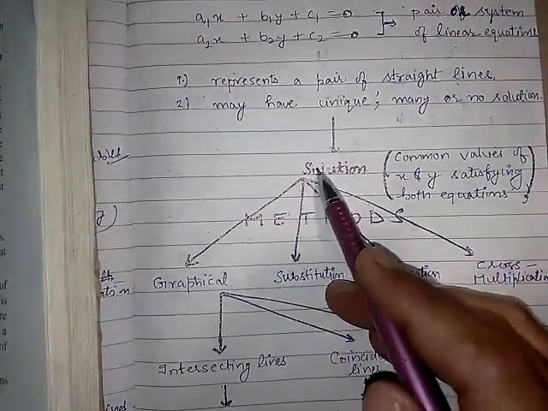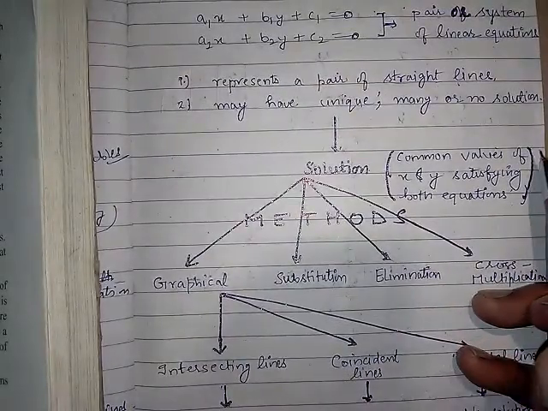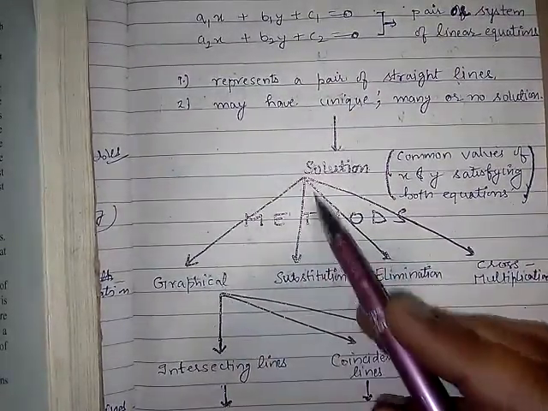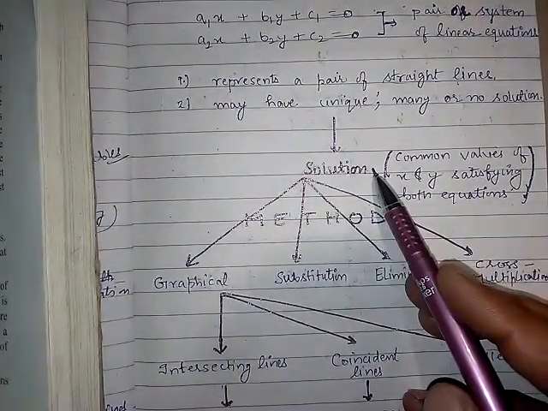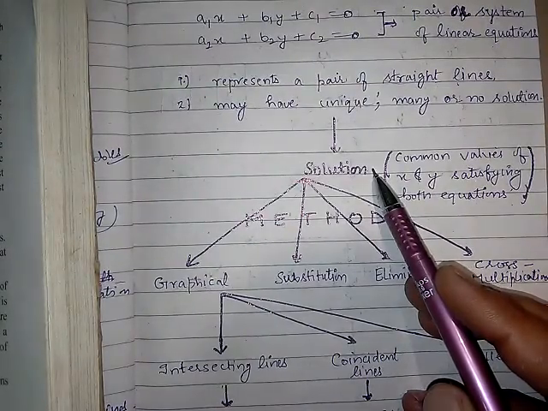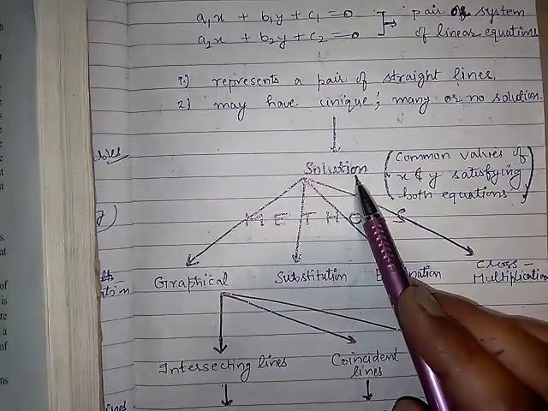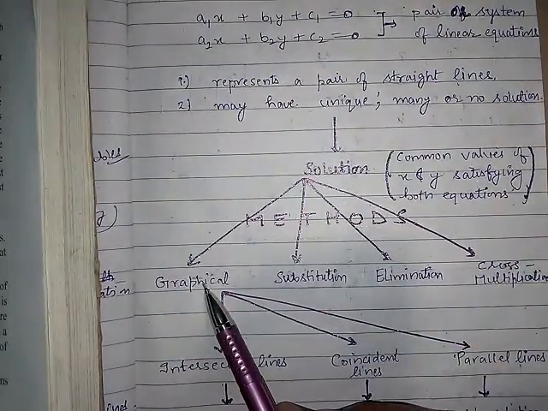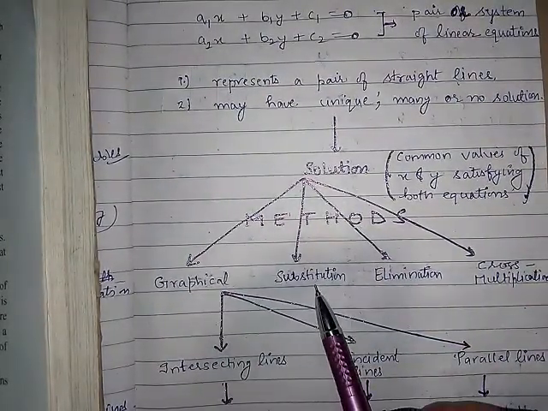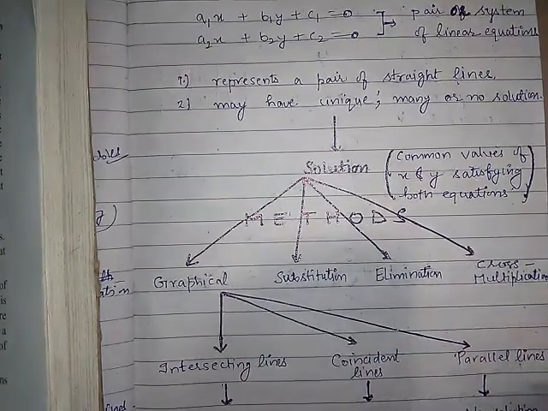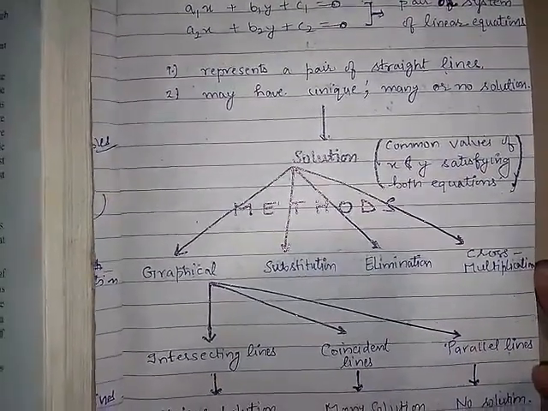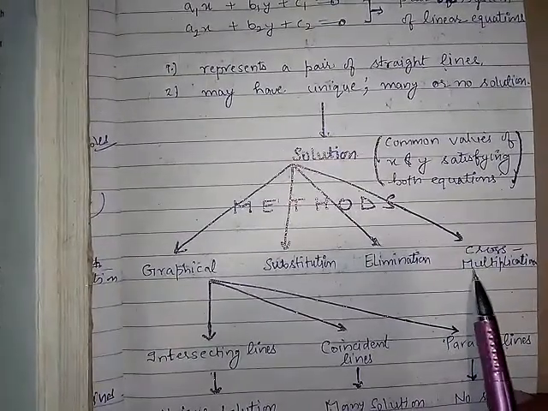Now we have to talk about the methods. We should have methods for finding the solution of a pair of linear equations. We have four methods of finding the solution. The first method is the graphical method, the second method is the substitution method, the third one is the elimination method, and the fourth one is the cross multiplication method.